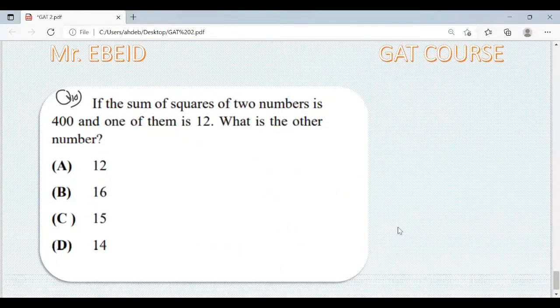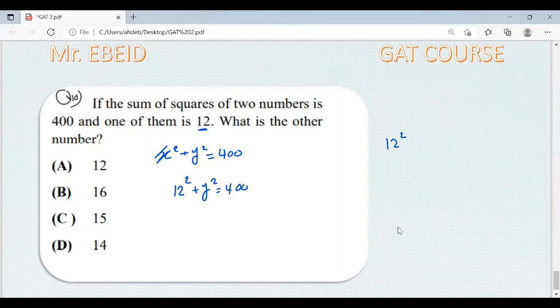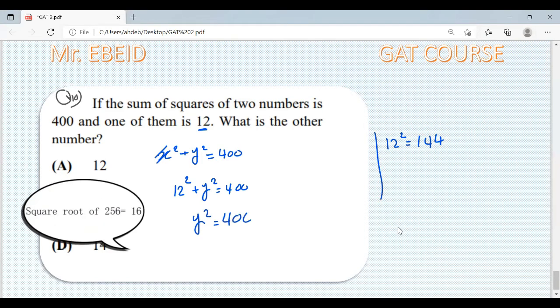The last question, if the sum of squares of two numbers is 400. So if we have x squared plus y squared equals 400. If one of the two numbers is 12, we have 12 squared plus y squared equals 400. As you know, 12 squared equals 144. So y squared equals 400 minus 144, by subtracting 144 from both sides. So y squared equals 256. Taking the square root.